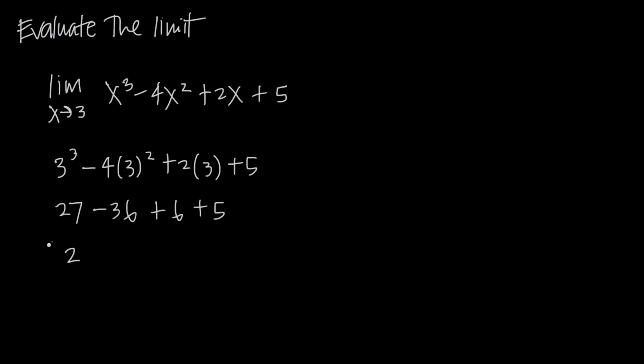So that's what that means. And because we got a real number answer, we know that substitution works in this function. If we had gotten something other than a real number answer, something undefined or something indeterminate, we would have had to use a different method. But because we get a real number answer here, we know we can use substitution to evaluate this limit.